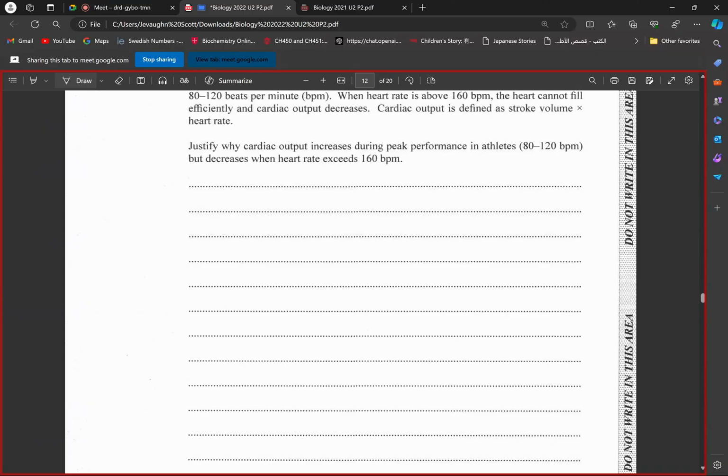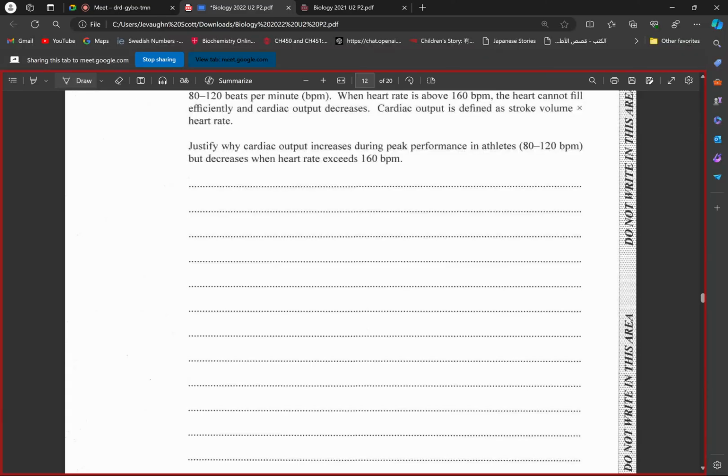Why does cardiac output increase during peak performance, but why does it decrease when the heart rate exceeds 160 beats per minute? I would go back to module one. Okay, go ahead.